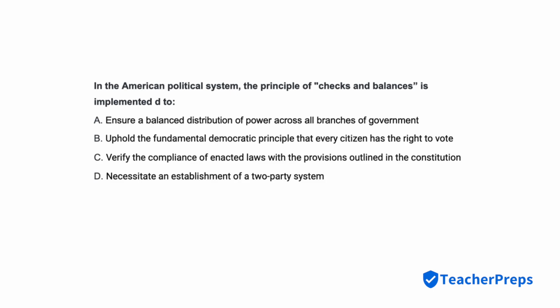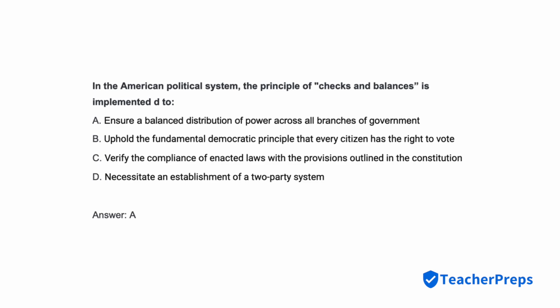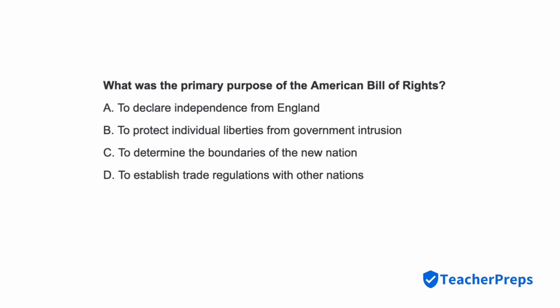In the American political system, the principle of checks and balances is implemented to, correct response, letter A, ensure a balanced distribution of powers across all branches of government. What was the primary purpose of the American Bill of Rights? Correct response, letter B, to protect individual liberties from government intrusion.